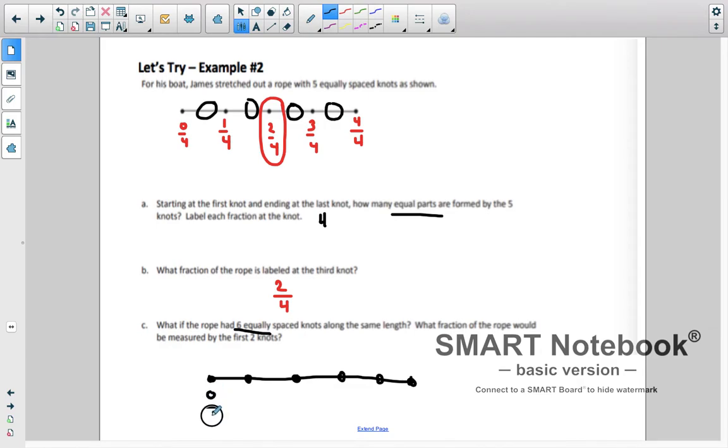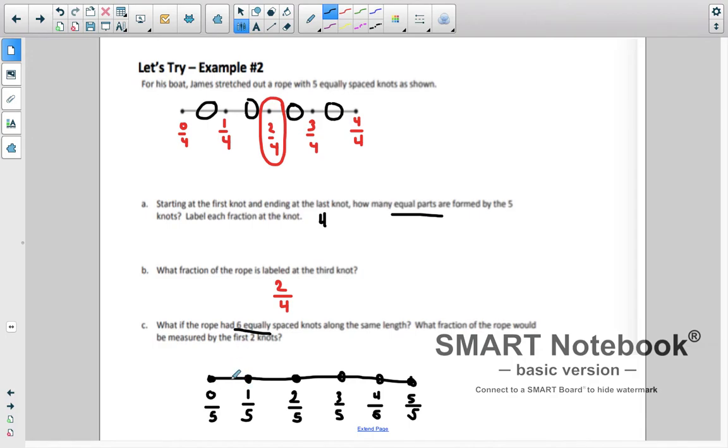0/5, 1/5, 2/5, 3/5, 4/5, and 5/5. Now, be careful, because it says 6 knots, don't think it's in 6.